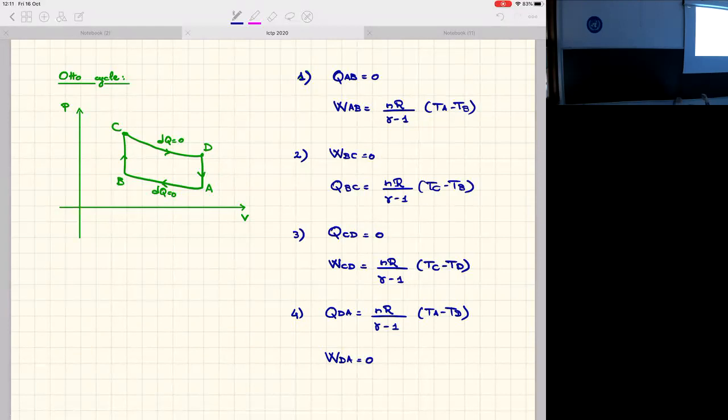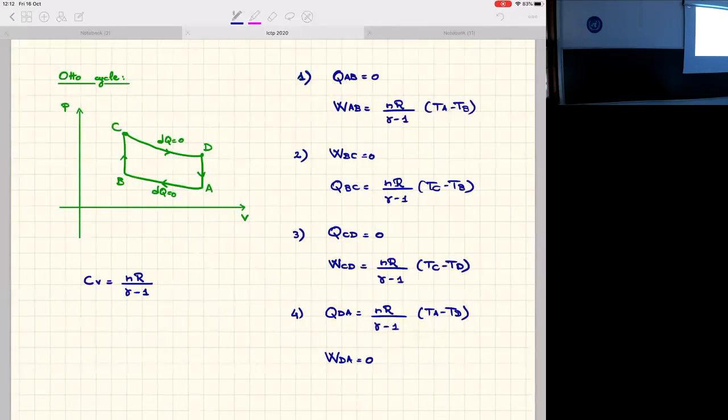So these are the four strokes of my engine. Okay? Where I used systematically the fact that CV is equal to nR divided by gamma minus 1. At this point, then, I have that my eta is equal to what? Is equal to the total work divided by Q. Which Q?